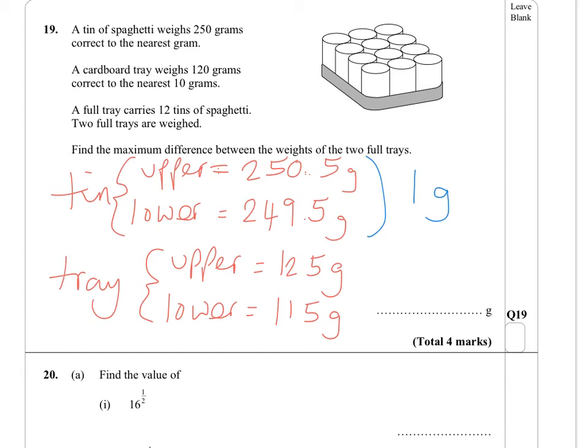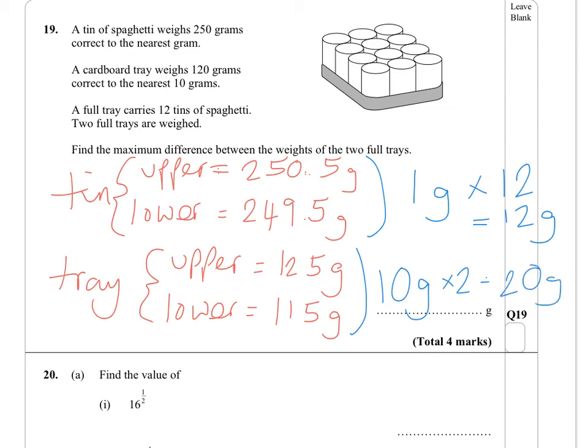So 12 tins is going to be 12 grams. And for a tray, the biggest difference is 10 grams, and there are 2 trays. So that's 20 grams. If I add those together, 20 plus the 12 grams, I get 32 grams, which is the biggest difference.